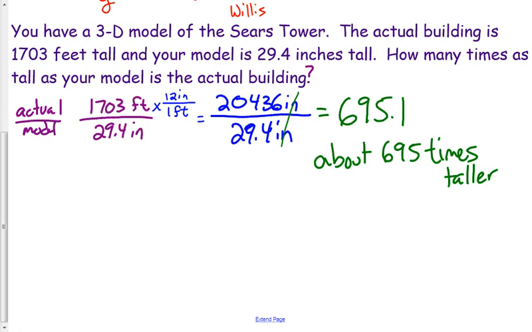Again, the biggest thing with these problems, you have to have the same units. You need to convert from feet to inches, inches to feet, yards to miles, whatever the conversion may be. You need to have the same unit before you start dividing.